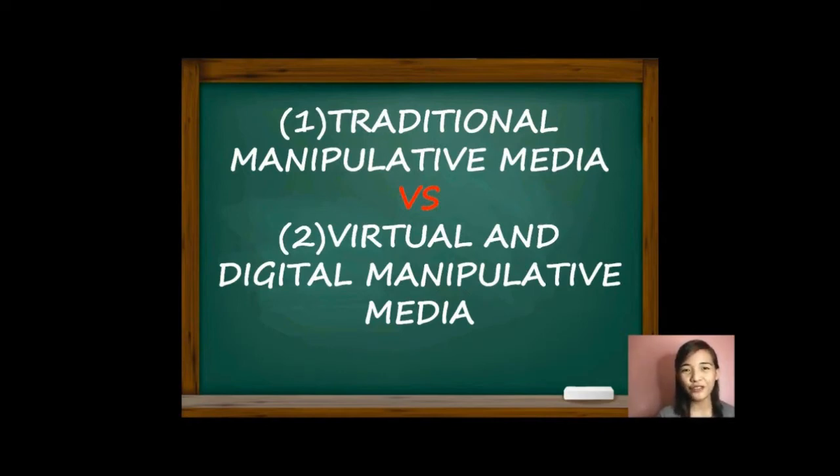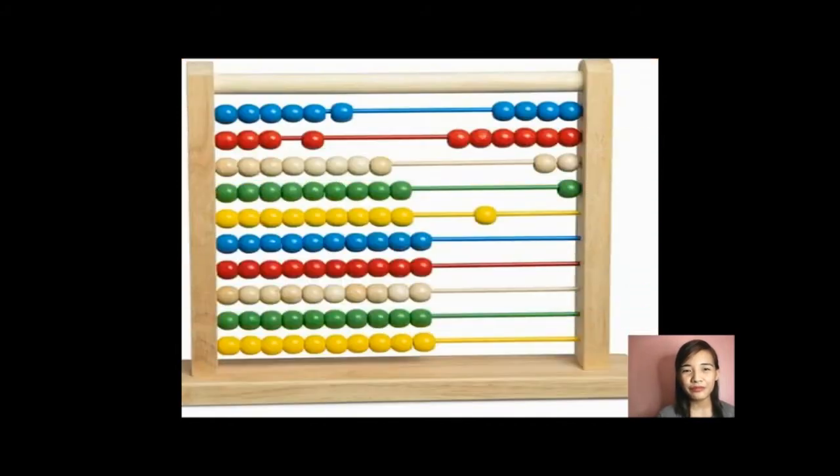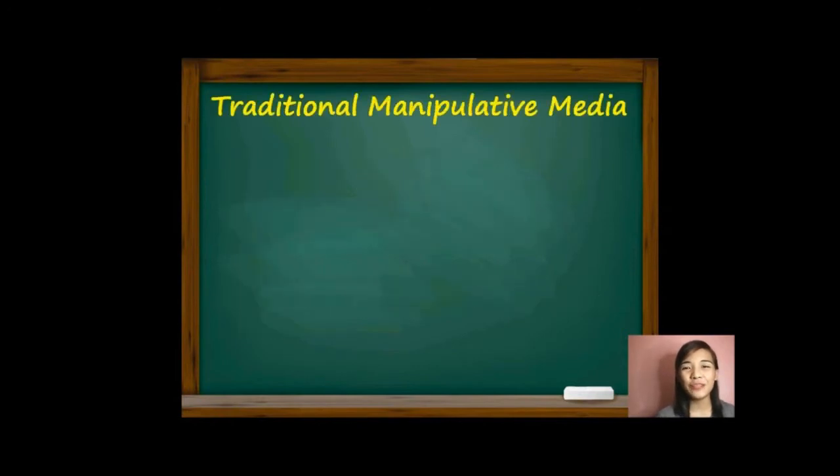So let's have the first picture, abacus. You may write 1 or 2. Timer starts now. Time's up. Abacus is traditional manipulative media.